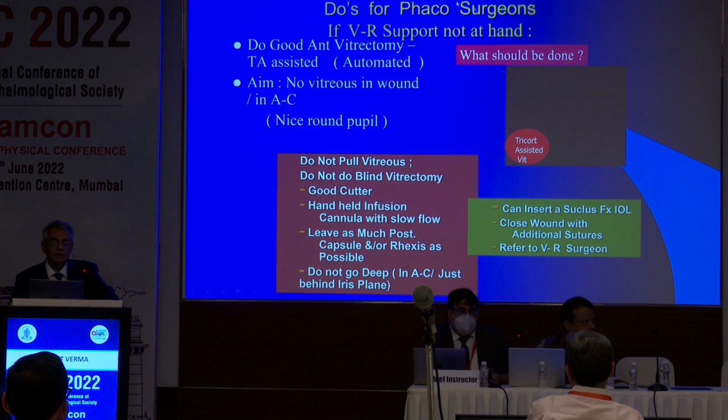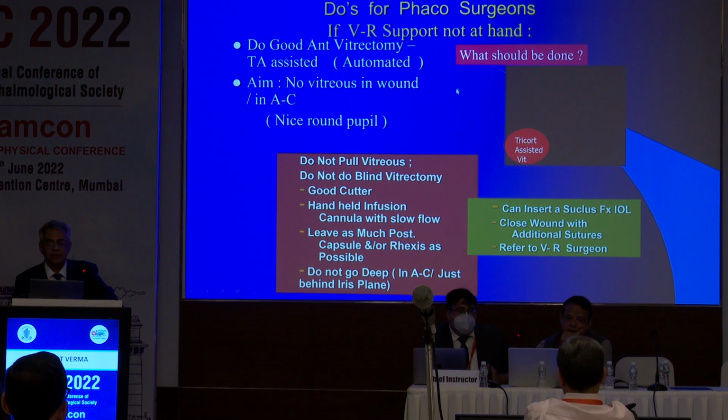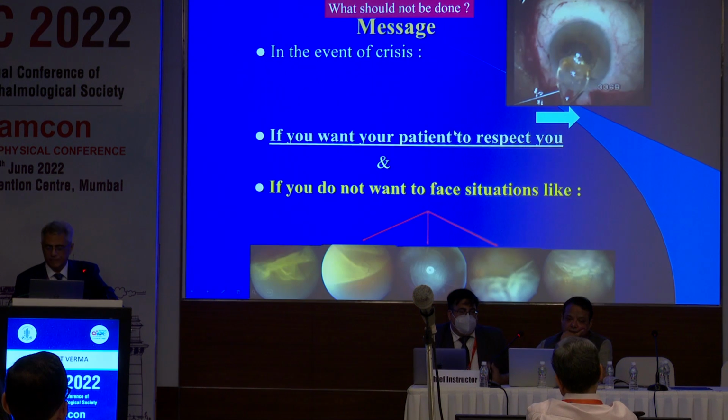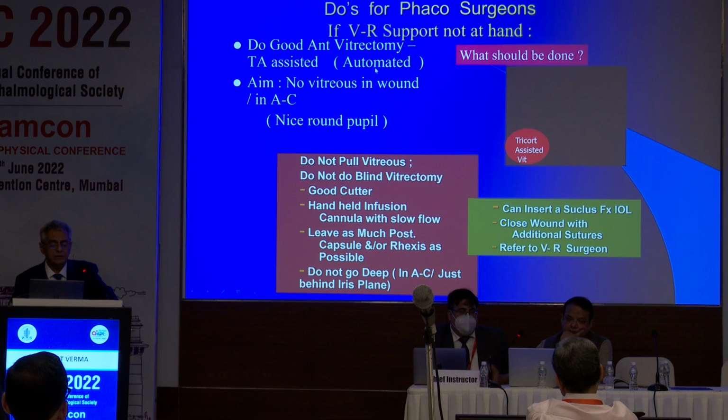So what are the do's if VR support is not at hand? Because I see most of the anterior segment surgeons are hesitating to enter from the pars plana area. So do a good vitrectomy, but it should be a tricot assisted kind of vitrectomy. And the aim should be that a nice round pupil should be formed at that time.